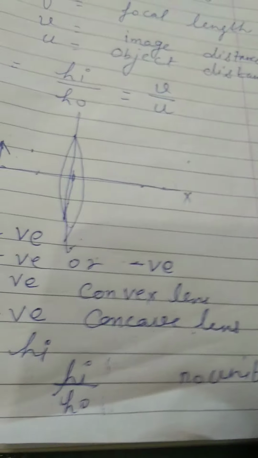Let us understand this topic with the help of solving these numericals. I am giving you a numerical: if the magnification of a lens is plus 0.60, what is the nature of the lens and nature of the image? This is a question for you.